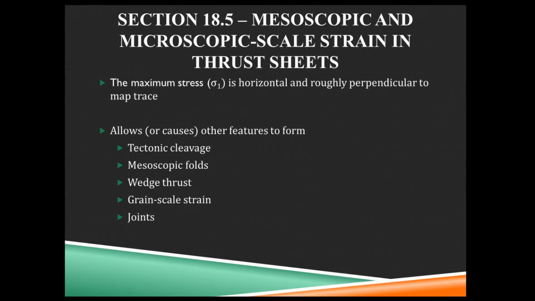This will allow and or cause certain features to form. We can get tectonic cleavage. We can get mesoscopic folds. That's what we've been looking at so far. We can get wedge thrusts. We have seen some of those. We can also get grain scale strain. We've looked at that, just not in this chapter.